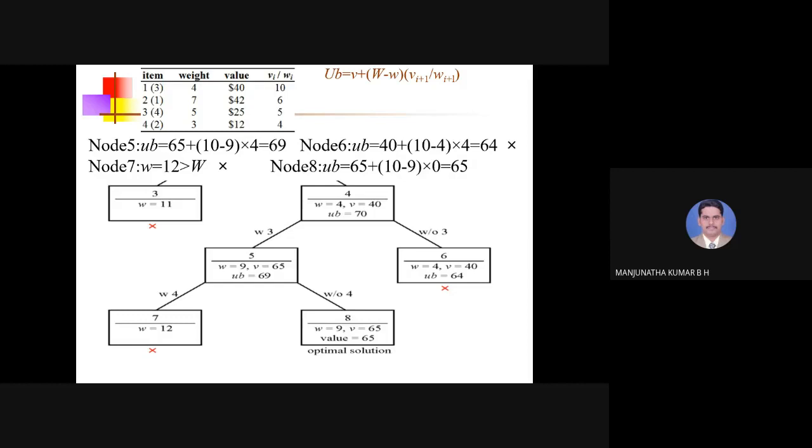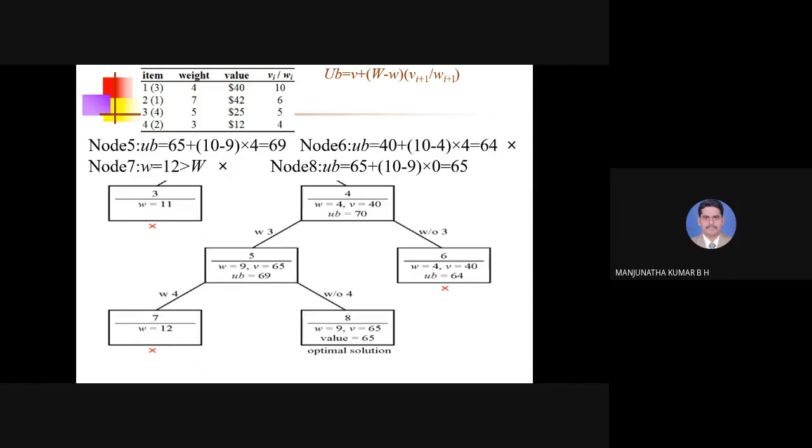Now I have to explore node 5, because I still have to consider one more item. What is the last item? Item 4, with 4 and without 4. Again, you will get two children. If I go with the fourth item, what is the weight of the fourth item? 3. 3 plus the weight placed till now in the knapsack at node 5. How much weight is placed in the knapsack? 9. If you place the fourth item also in the knapsack, the total weight becomes 9 plus 3, which is 12.